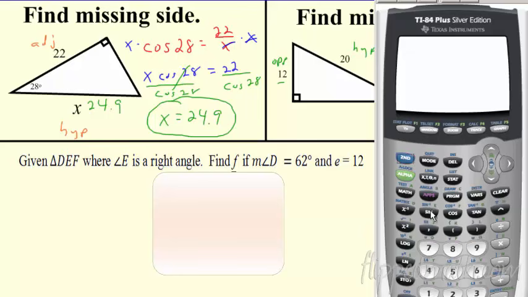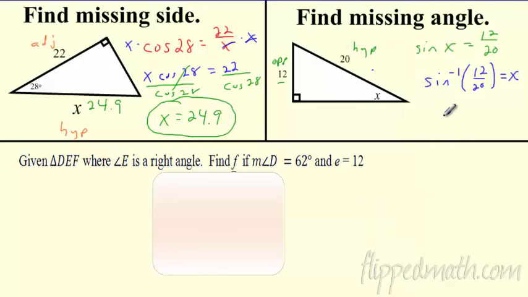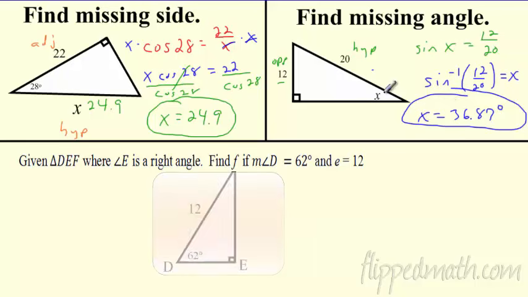You're going to hit second sine. So it's the inverse sine of 12 over 20. Type that in. Boom, 36.87. So this will be x equals 36. I'm going to round it to the nearest hundredth, 36.87 degrees. Awesome. So that helps me find the angle.